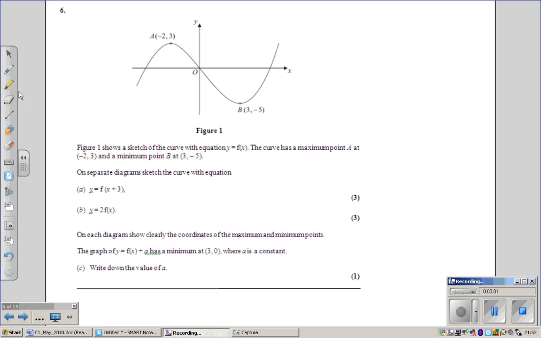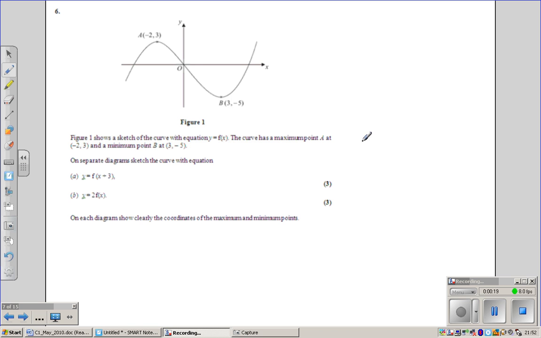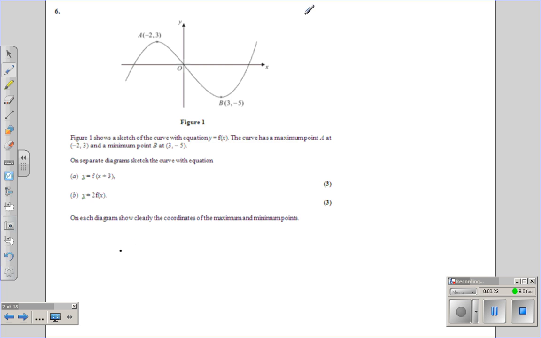Question 6, that's about graph transformations. We've got a graph y equals f of x. It has a maximum point here, minimum point here. On separate diagrams, sketch the curve with the equation y equals f of x plus 3 and y equals 2f of x. I've got this on a little bit more room here. The last part of the question we'll look back at in a minute.